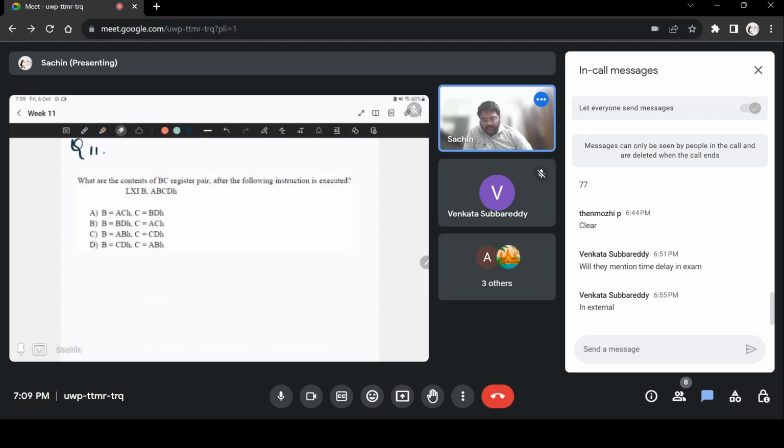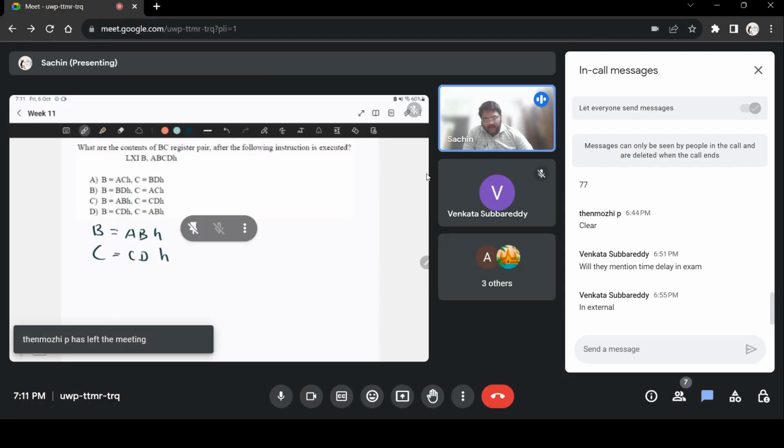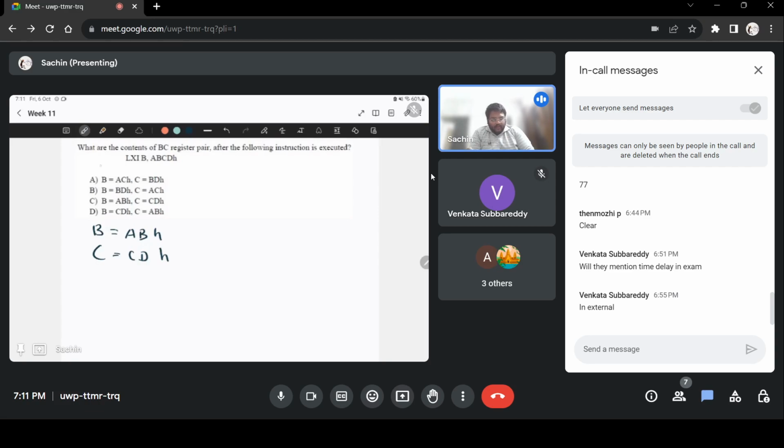You just need to know how the LXI instruction works. When you see L, usually it's a load instruction, and when you see I, that means the data is immediately given, and when you see X, it usually means that you are working with register pairs. So BC in this case.